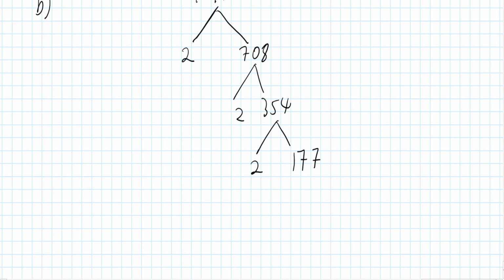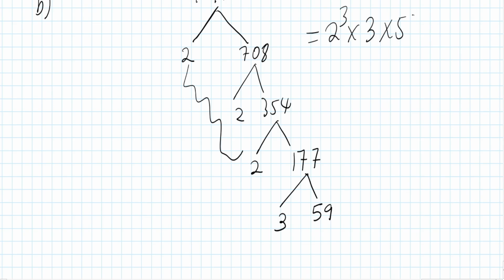Okay. Now you ask yourself, can 177 divide by 3? Yes. You can't divide it by 2. So 177 divided by 3 gives you 59. And then 59 is a prime number. You can't divide it further. Whatever you do, you can't divide it further. So your final answer is going to be 2 cubed, because there's 2 cubed here. 2 cubed times 3 times 59. That is the answer.